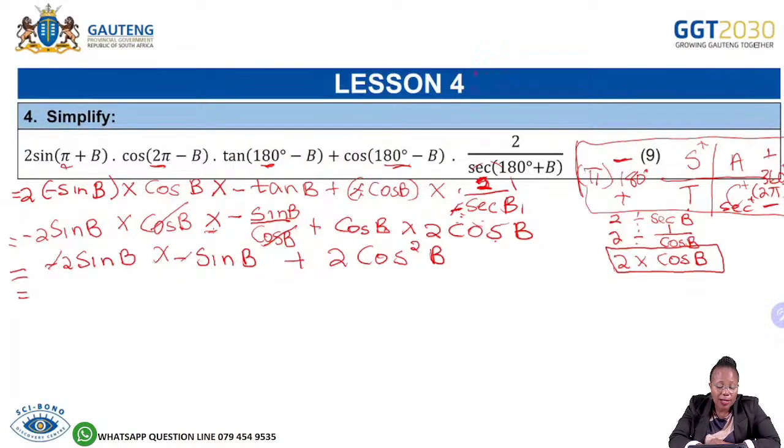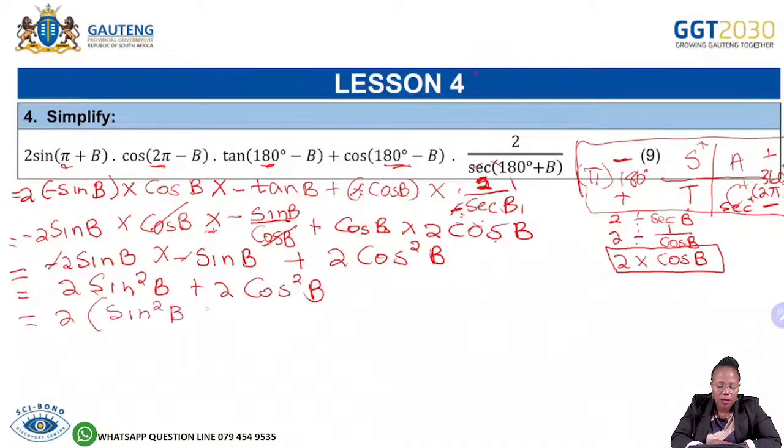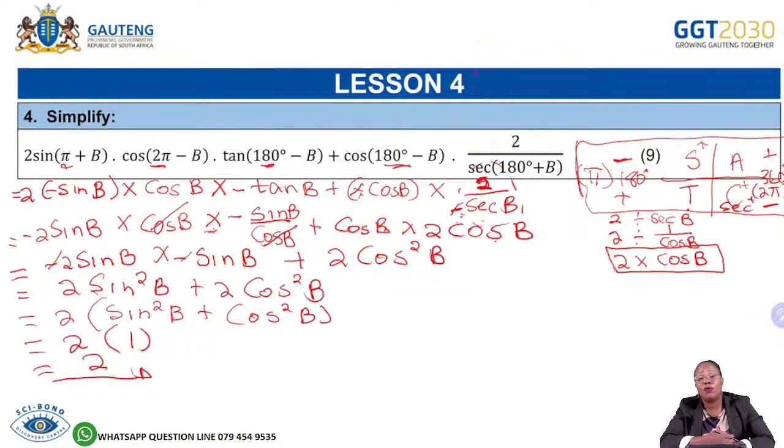And then 2 sine B times sine B will be 2 sine squared B, plus 2 cos squared B. And then we have a common factor 2 there, so we take out a 2 and we'll be left with sine squared B plus cos squared B. Do you still remember the identity? Sine squared plus cos squared is equal to 1. Therefore 2 times 1 is 2. That means if we simplify this big expression, the answer will be 2.